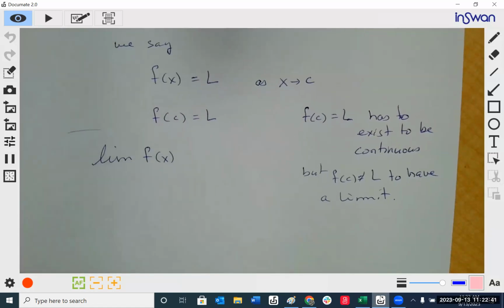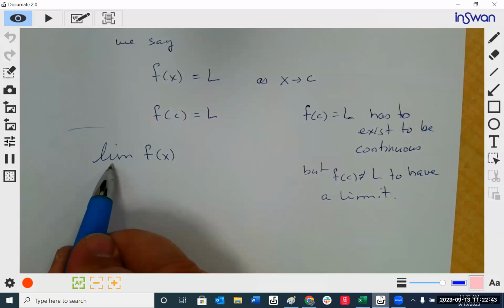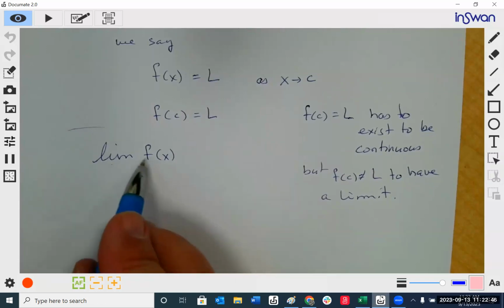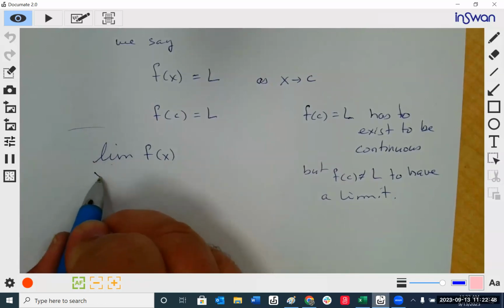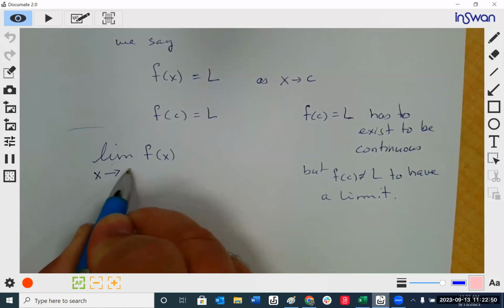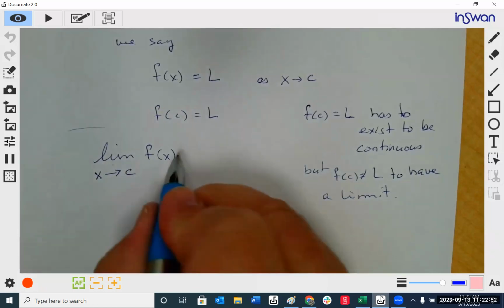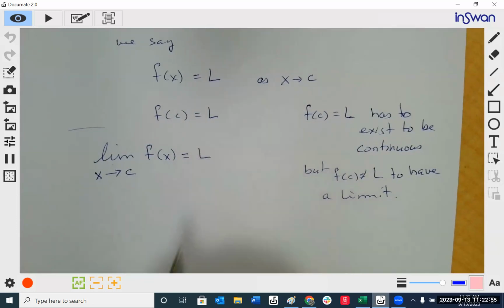This is how we write our limit function. The limit of f of x as x approaches c, some specific value, then it equals L.